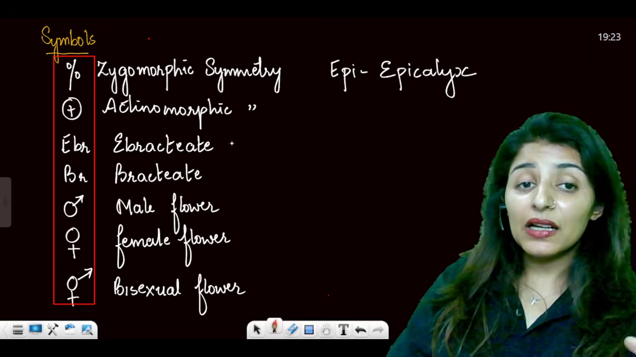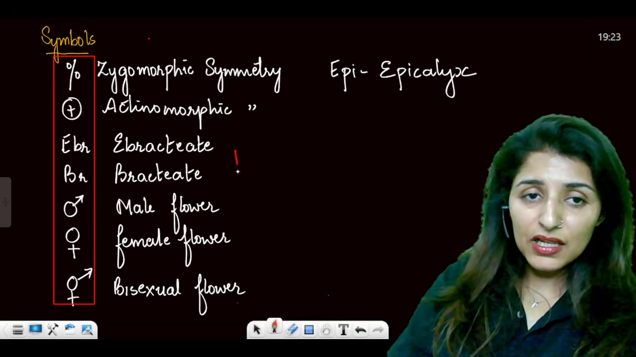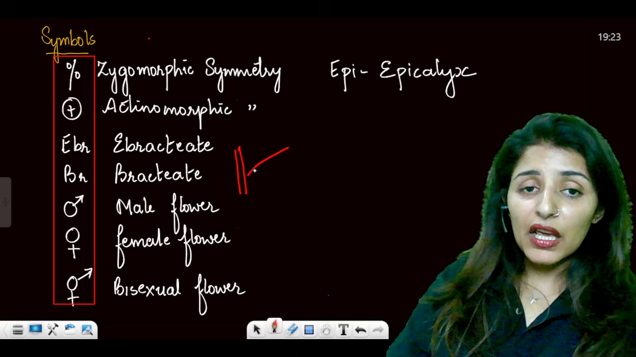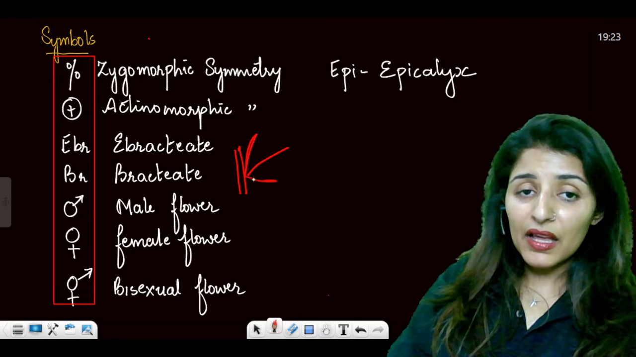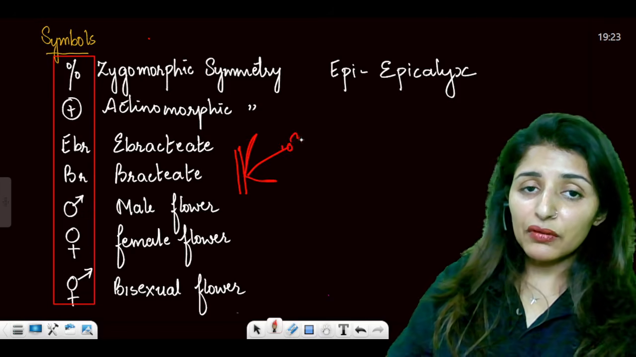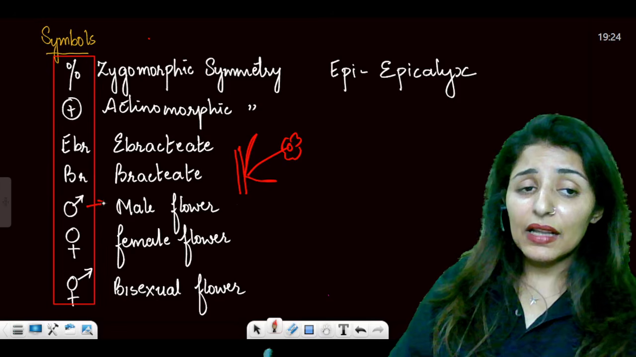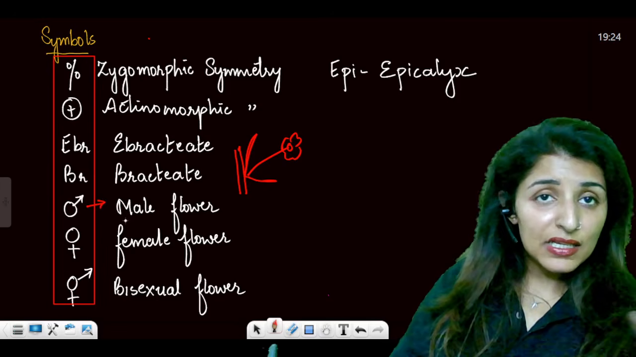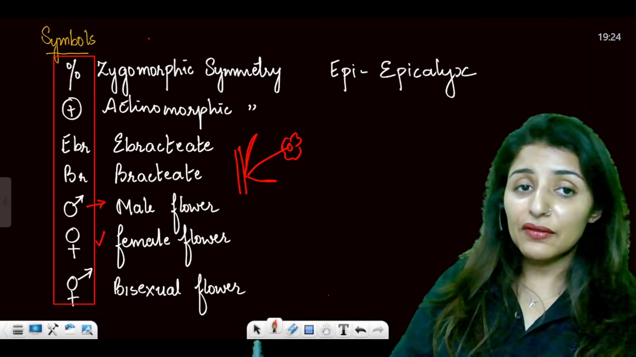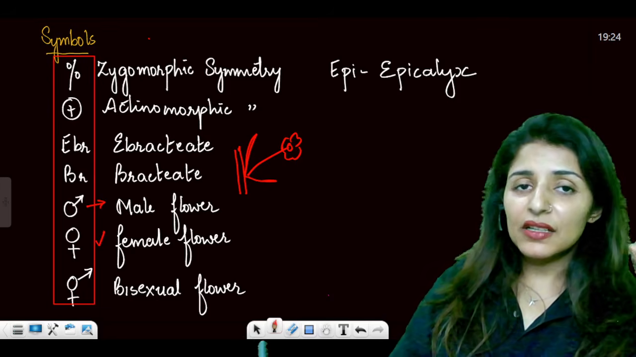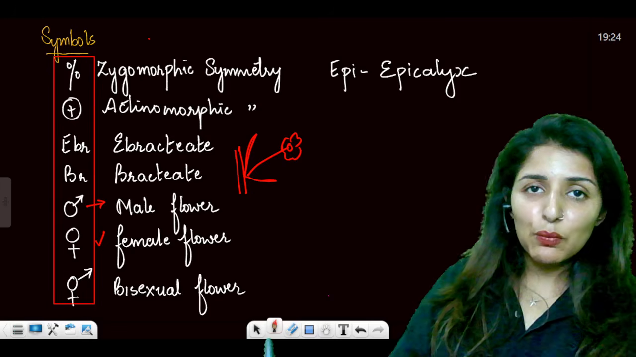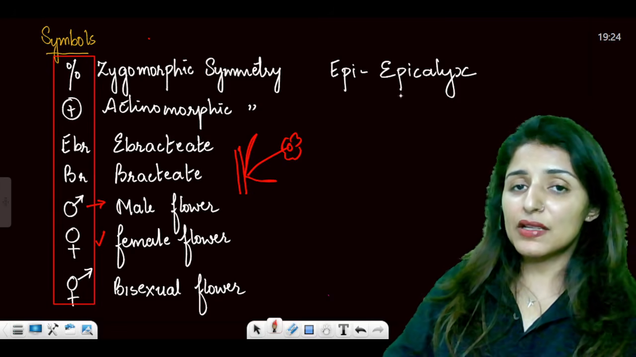Then there is the ebracteate condition, which means the bract is not present. And then there is the bracteate condition, in which the bract is present at the base of the pedicel. This sign indicates that the flower is a male flower, it only has stamens, no pistil, while this indicates the femaleness of the flower, that means it doesn't have stamens. If it has both stamens and pistil, it is called a bisexual flower.